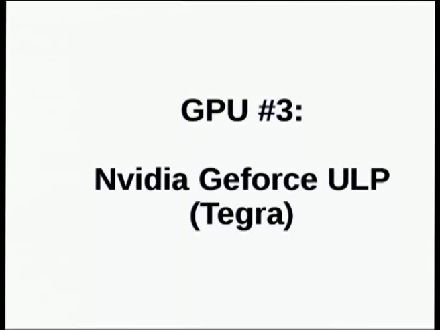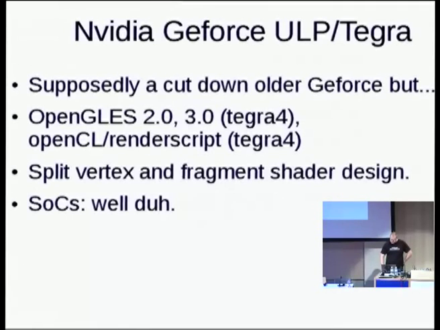Next project is the GeForce. It's supposedly a cut down GeForce, the Tegra, but apparently it isn't. According to the developer, it doesn't look like any existing GeForce out there. It is a split vertex and fragment shader design, so he's in the same boat as we are at Lima, and they're completely different architectures. Luckily, it seems a lot saner, so the vertex shader seems a lot saner from a programmer point of view, but performance may be different as well. And the SoCs, yeah, there's only one.